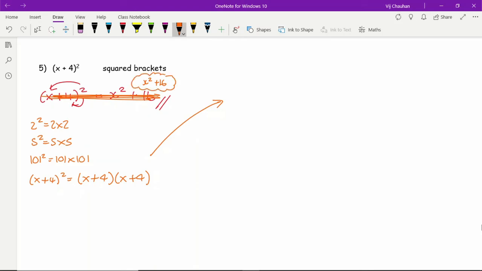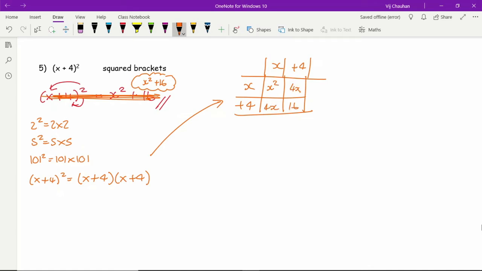where the error is made. So doing the box, I've got x plus 4, x plus 4, and this is probably a really rubbish grid. So I've got x squared, 4x, 4x and 16. So that equals x squared plus 4x plus 4x plus 16. And combining the two middle terms, we get x squared plus 8x plus 16.